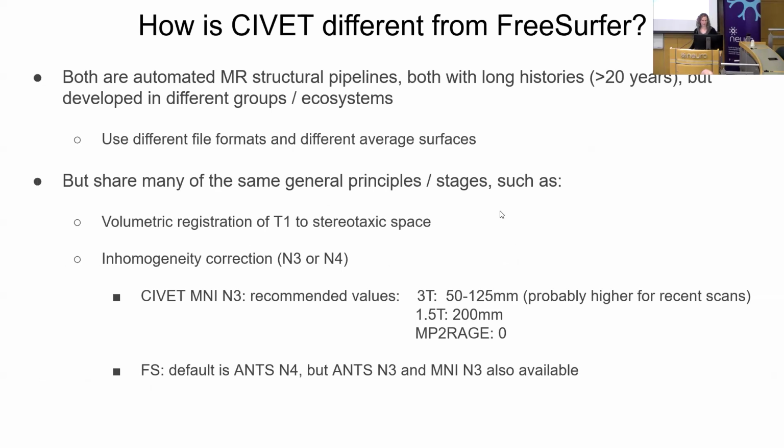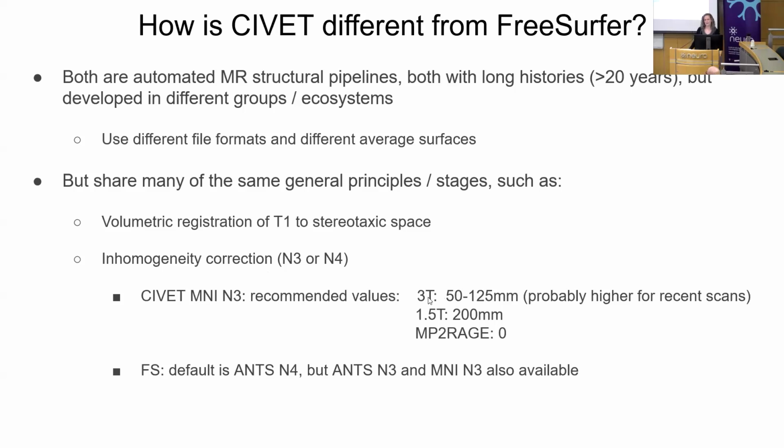But they share many of the same general principles and stages, such as volumetric registration of the input T1 to stereotaxic space, inhomogeneity or non-uniformity correction, N3 or N4. I think a lot of people ask about this, so I'm just going to touch on it very quickly. CIVET uses the MNI N3 algorithm, and in CBRAIN, you have to actually choose these values. It doesn't have a default because they want to make sure you think about it.